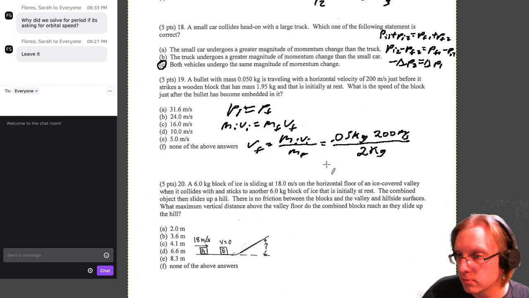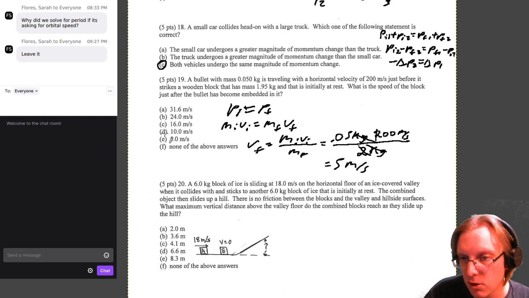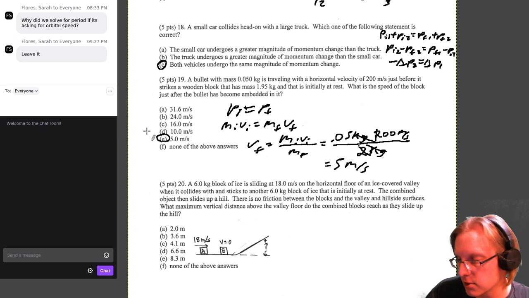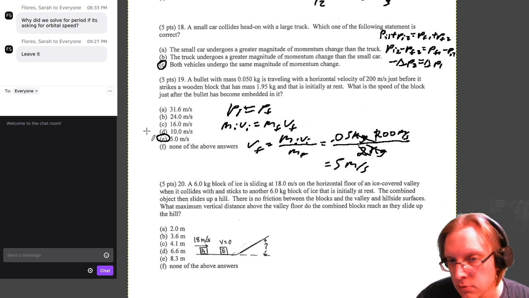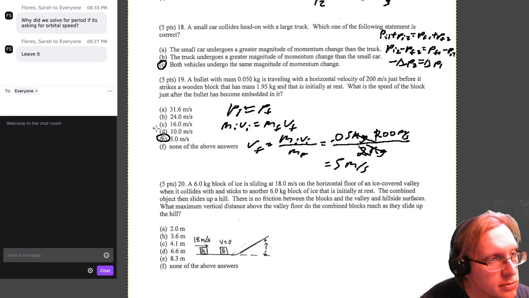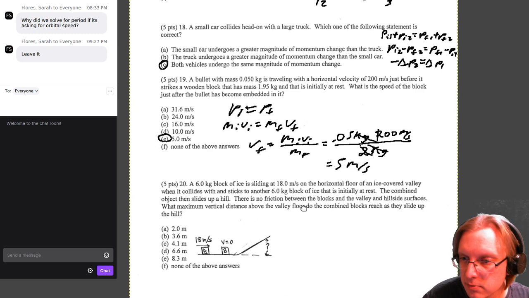Let's see here. So kilos cancels there. 2 cancels with the 100. 100 times 0.05 is 5 meters per second, right? I think so. Let's make sure that's what it works out to. Yep. Make sure to do that right. Very good. I did. Questions? Interesting.